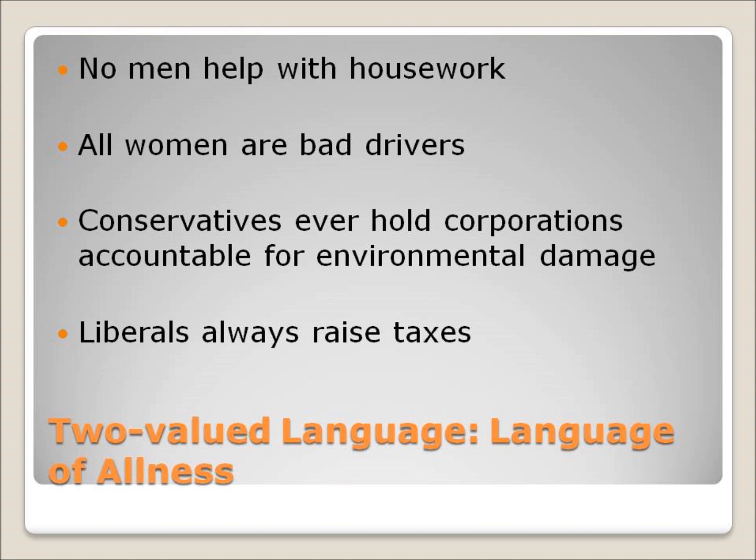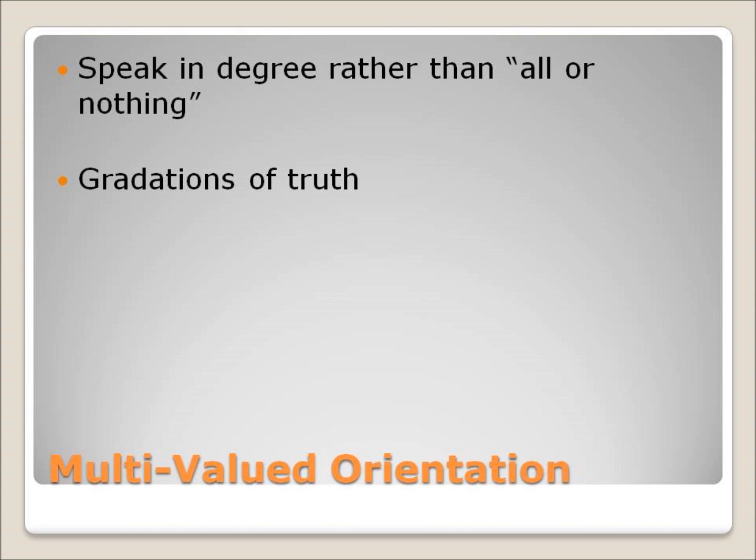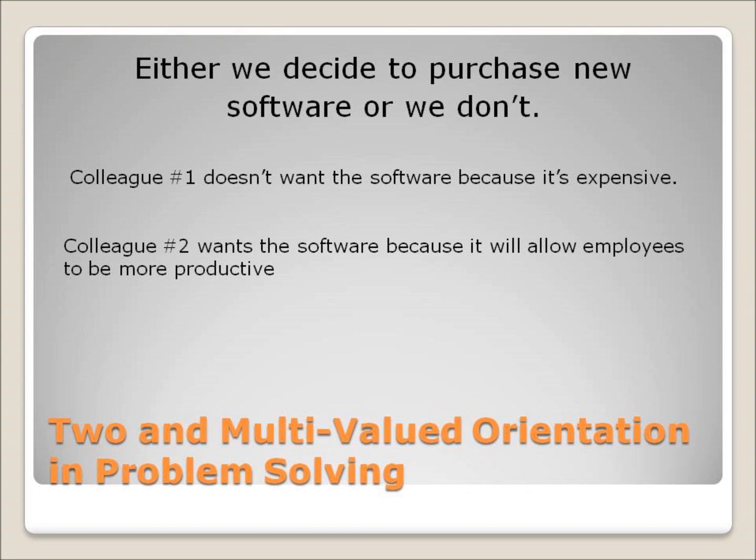Two-valued orientation is the language of allness and either-or. Some examples of two-valued orientation include: no men help with housework. All women are bad drivers. Conservatives never hold corporations accountable for environmental damage. Liberals always raise taxes. Multi-valued orientation involves speaking in degrees rather than all or nothing. It involves gradations of truth. We need both approaches for effective problem solving.